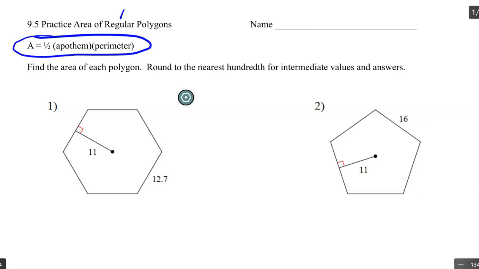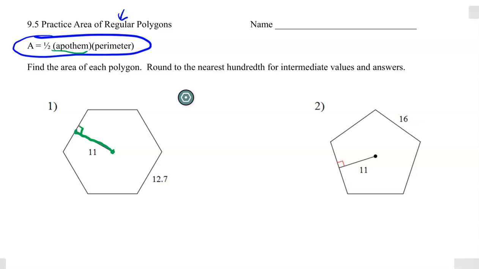Remember, the word regular just means that all of the sides are the same and all the angles are equal. So they're kind of what you would normally think of as an octagon or hexagon or pentagon. But then you have this weird apothem. So the apothem is actually, if you go from the very center, it goes out to a wall at 90 degrees. So that's what's referred to as the apothem.